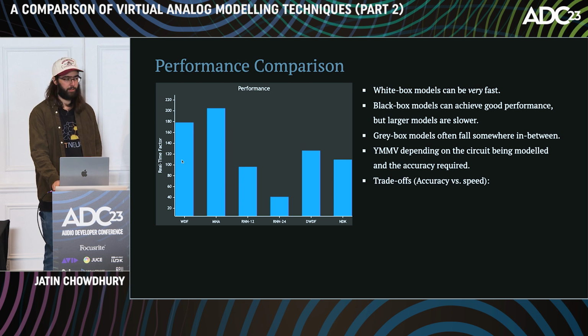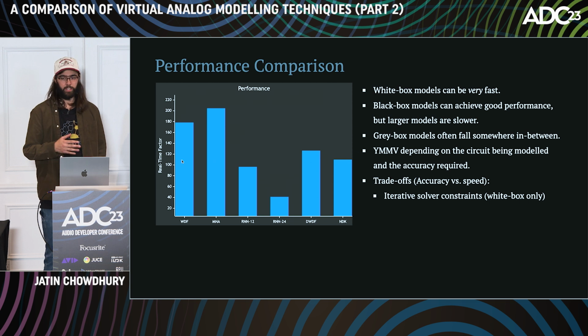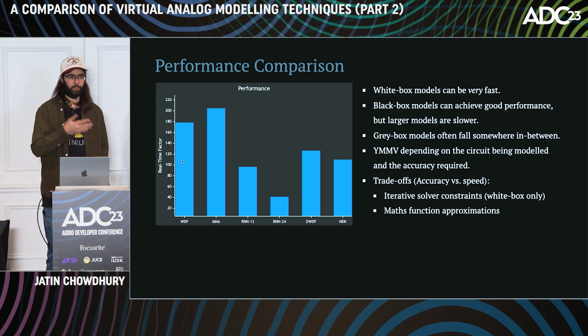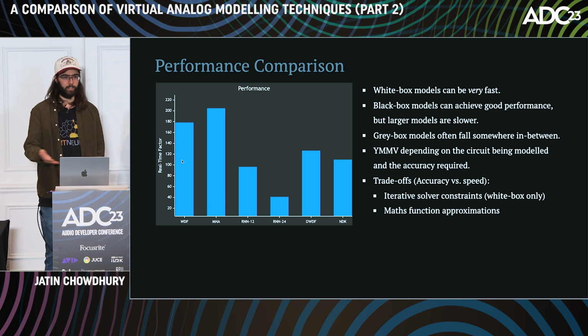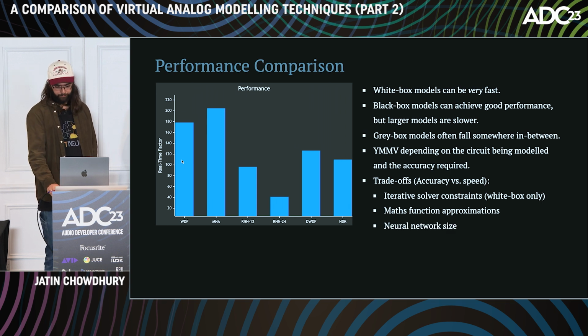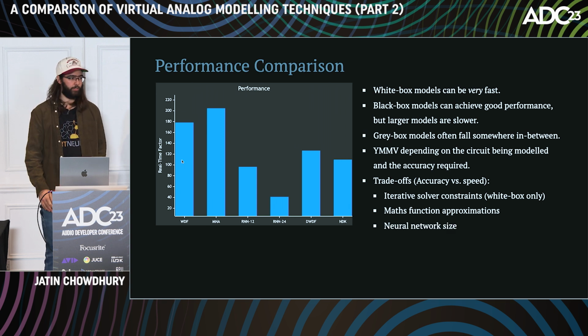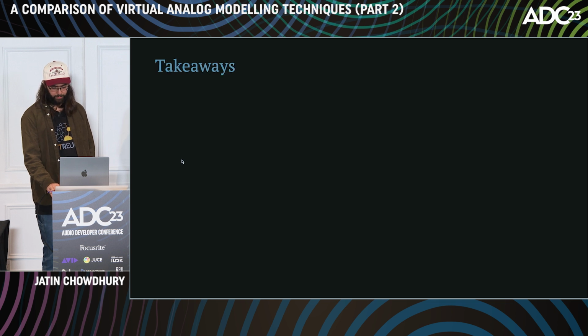A few other things to think about as far as accuracy versus speed trade-offs. If you're using an iterative solver, think about what you consider a successful solving of that equation and the constraints around that. For all of these models, you'll usually have some math functions that you're going to want to approximate. So you can do a very high quality approximation that'll be slower than a very rough approximation. And for black box models, neural network size and things like that are really where your accuracy versus speed trade-off is going to be the most obvious.